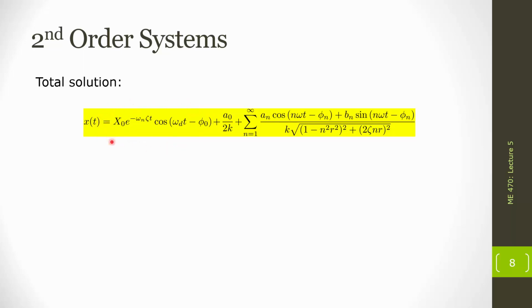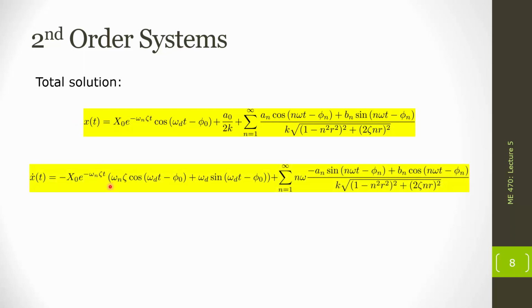Now we're going to have to see what the x naught and the phi naught are. Those are going to come from our two initial conditions, our initial position and our initial velocity. So if this is our x of t, we can take the derivative of it and get x dot of t. Now, we get fairly complicated results here. We're not going to get a nice clean definition for the x naught and the phi naught like we did in the previous sections because our particular solution is very complex.